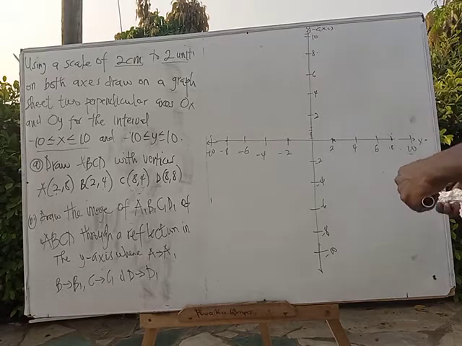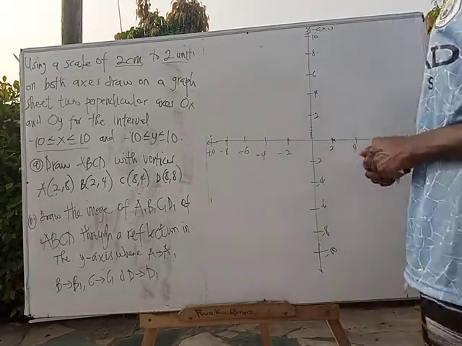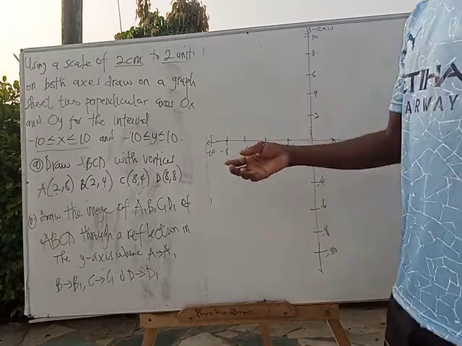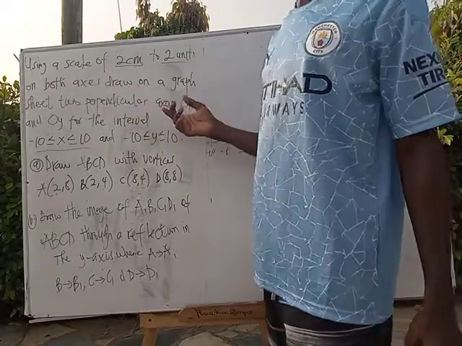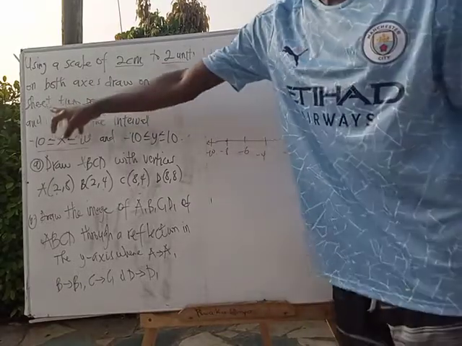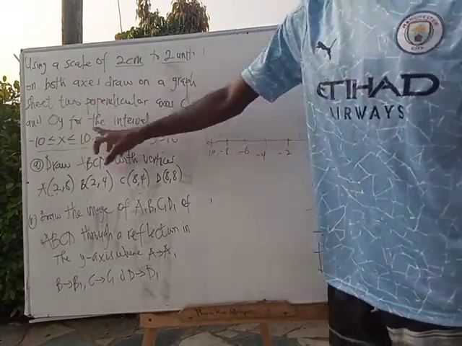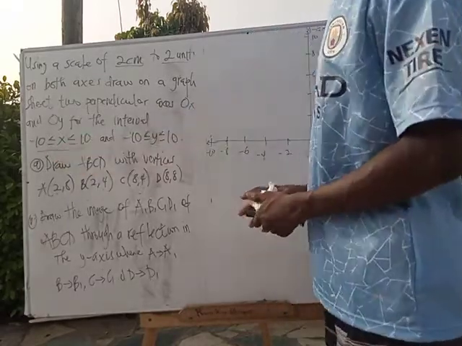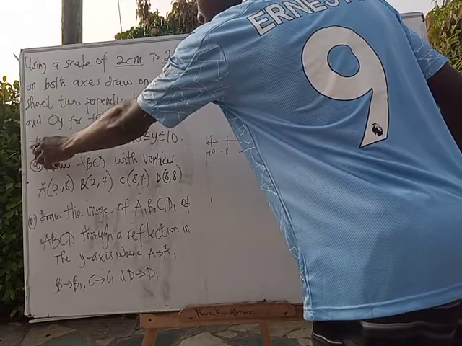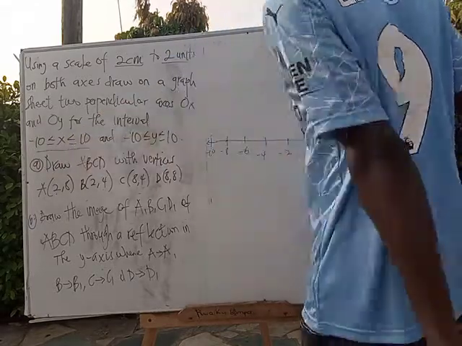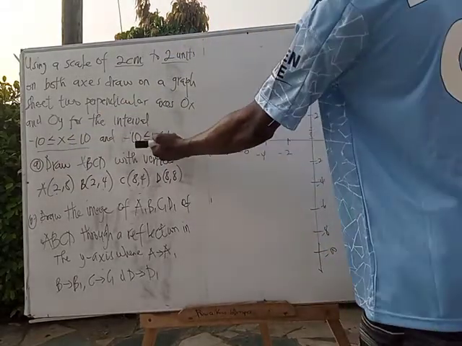Good morning once again. Today we are going to solve a question on rigid motion. The first question says, using a scale of 2 centimeters to 2 units on both axes, we are to draw on a graph sheet two perpendicular axes OX and OY for this interval. So it means x is greater than or equal to -10 and less than or equal to +10, and y is also the same.